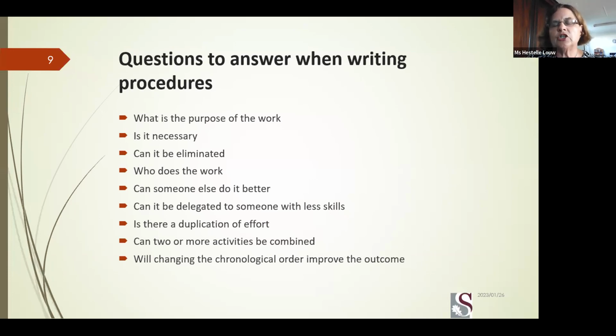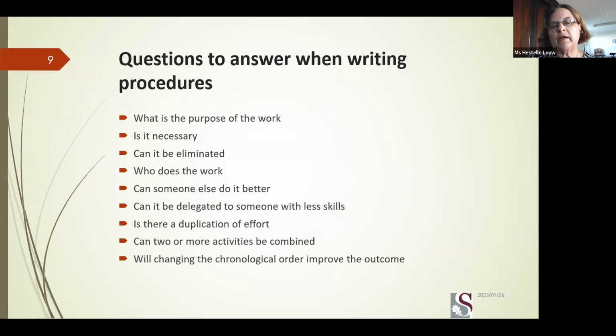Is there a duplication of effort? That's a question you have to ask yourself. And can 2 or more activities be combined? If there are 2 activities that are very similar, and there's very little overlapping, then you don't combine them. But if they're very similar, and there's a lot of overlapping between the 2, then you must make a decision. Am I going to combine it?